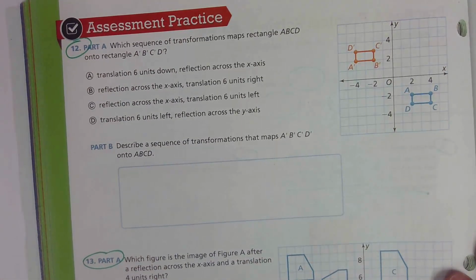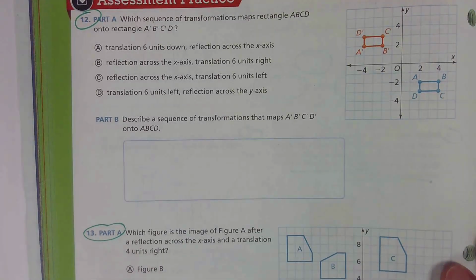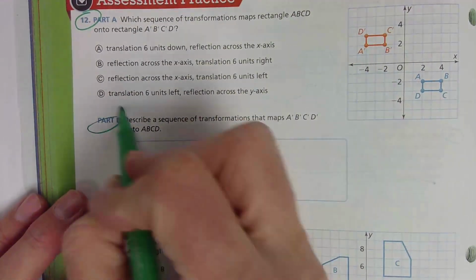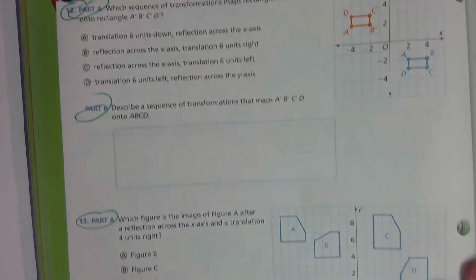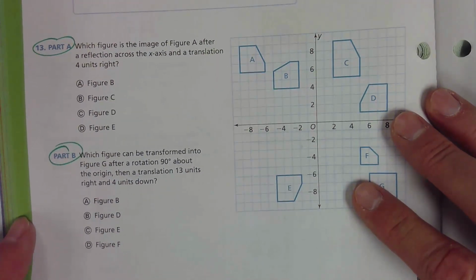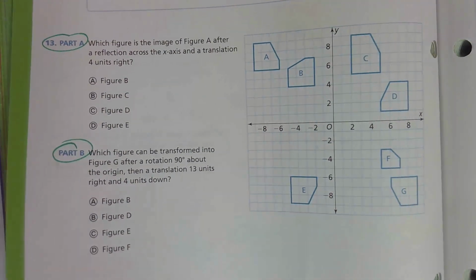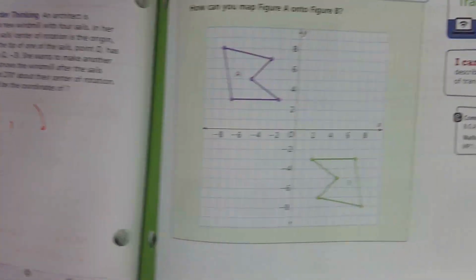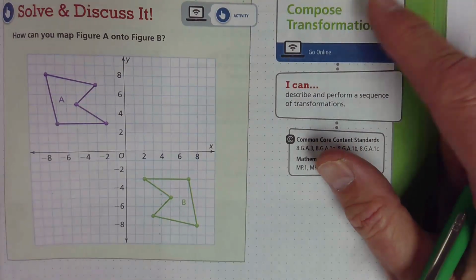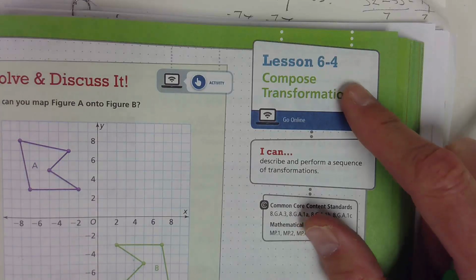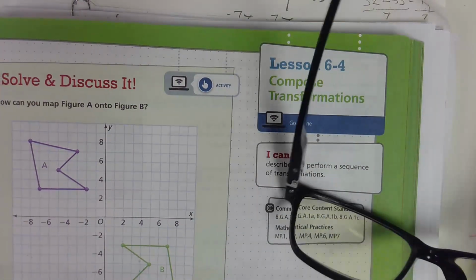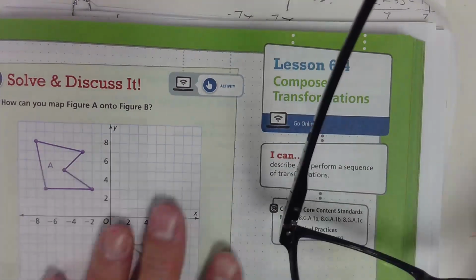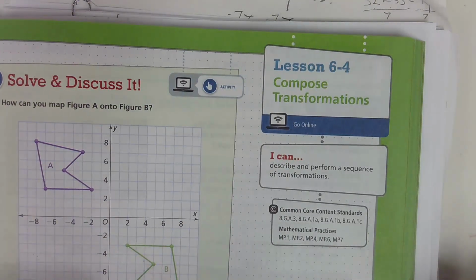12, do A and B. And then 13, A and B, multiple choice. There is a Math XL that I've also assigned. And you might want to do the XL first. It's a 6-3, not a 6-4, because that's due by midnight tonight. This is not due until tomorrow, so I would do the Math XL first if I were you. And that's it.